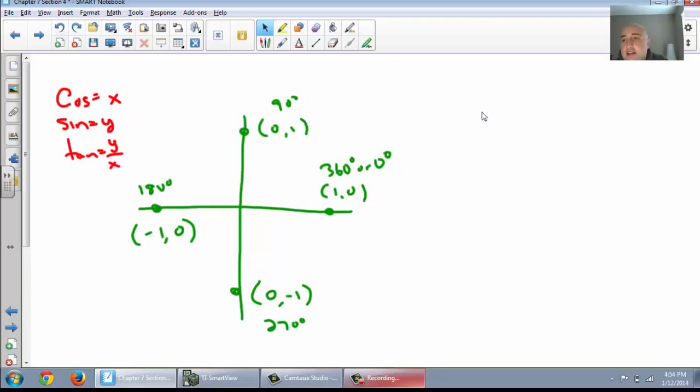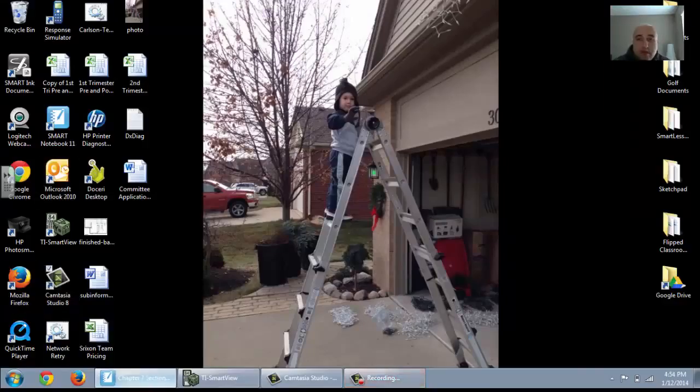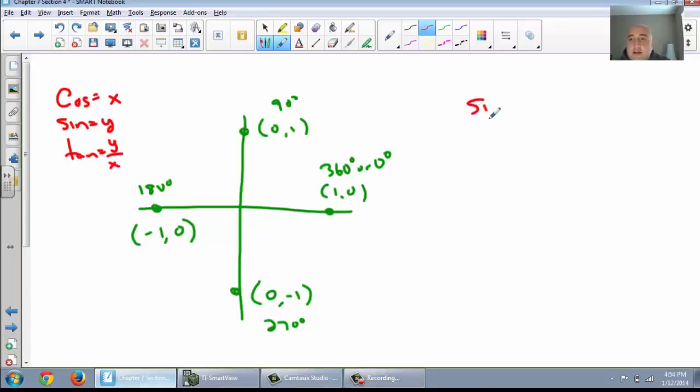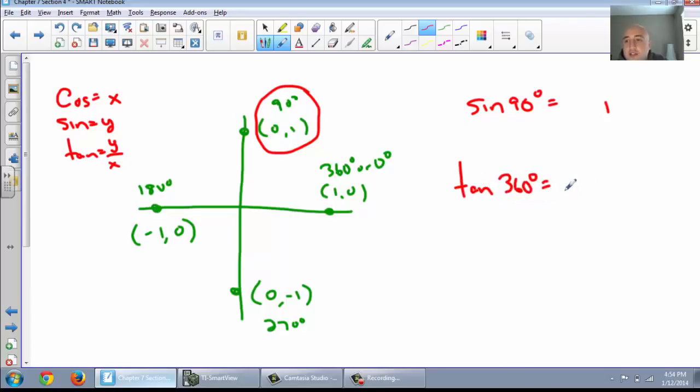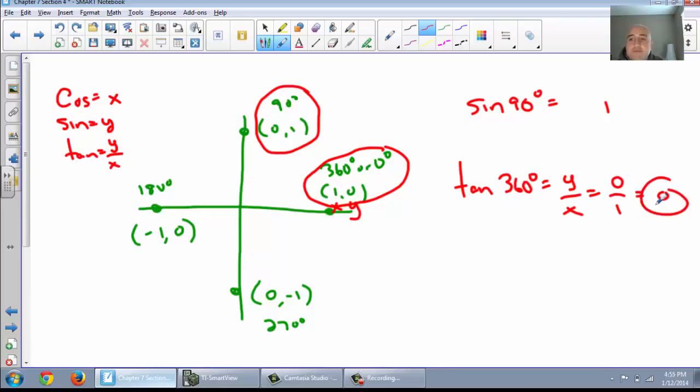All right, so let's find the sine. Let's find the sine of 90. Okay, so here's 90. The ordered pair is 0, 1. Sine is y value. What's my y value? 1. Done. These are easy. Let's find the tangent of 360. Remember, tangent is y divided by x. Well, where's 360? Here it is. My y value is 0. My x is 1. What is 0 divided by 1? Hopefully you see that 0.